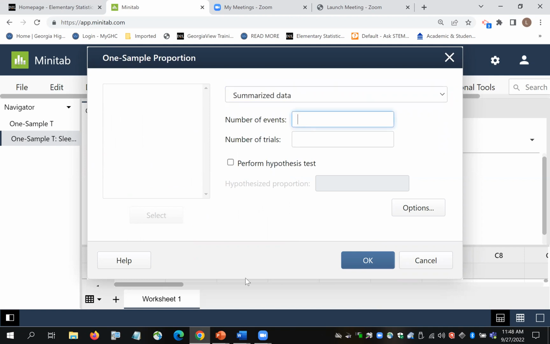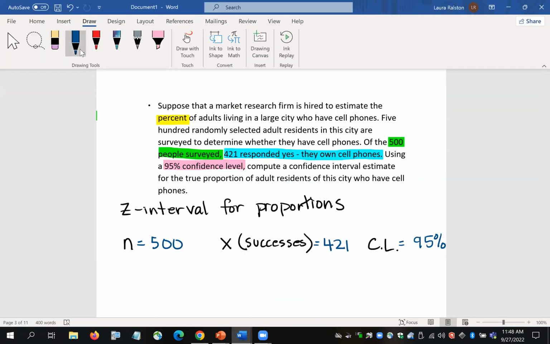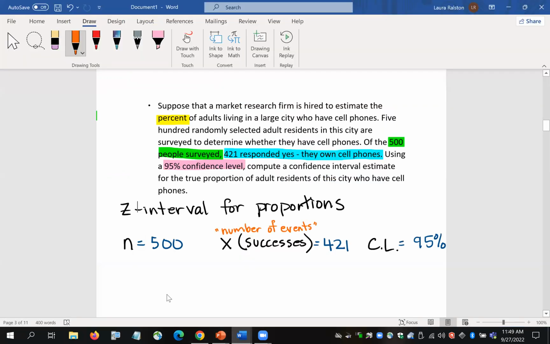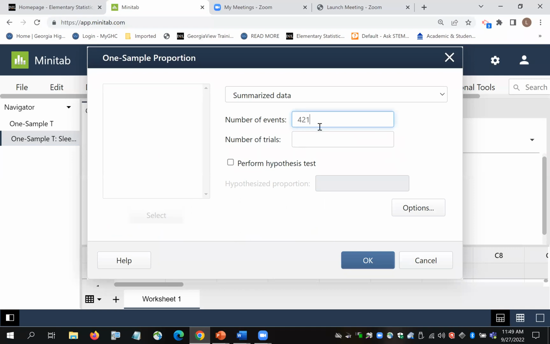The number of events, and let me go over here and make notes for you. Minitab refers to the number of successes as the number of events, the number of times that you get what you want. So that's 421. It refers to your sample size as the number of trials. How many times did you perform or conduct the experiment? Those are the phrases used in Minitab. So I had 421 who responded yes out of a total of 500.